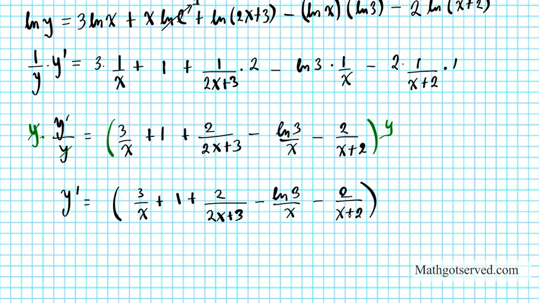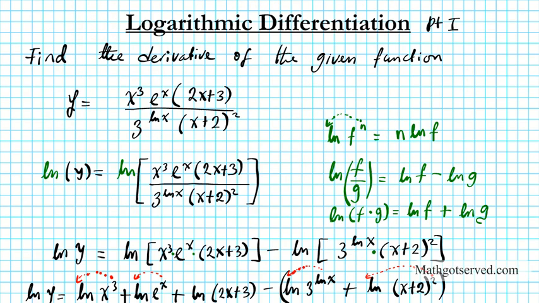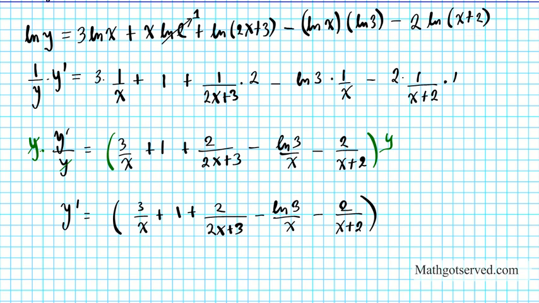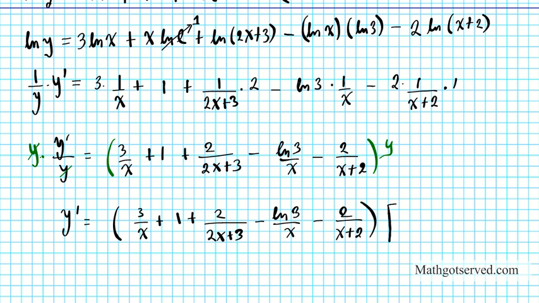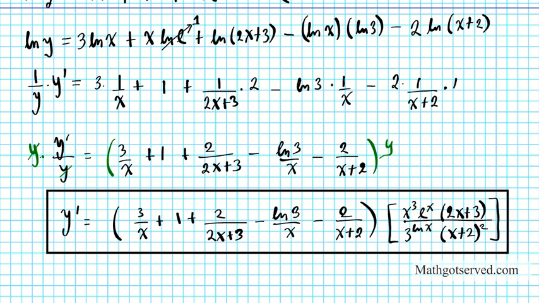Instead of writing y, remember what y was at the beginning of the problem? You see this value for y, that's what I'm going to substitute for y over here. Okay, so it's going to be times the original problem, which is x cubed e to the x times 2x plus 3, and this whole story divided by 3 to the natural logarithm of x times the quantity x plus 2 squared, close that bracket, and there goes your final answer. Okay? So there you have it. Alright.